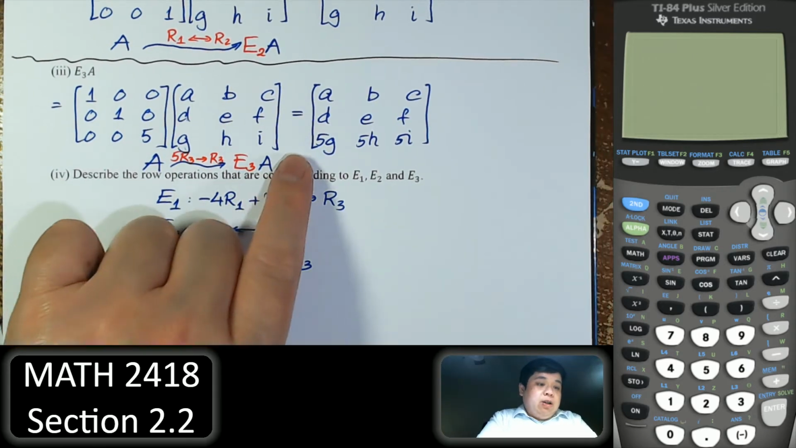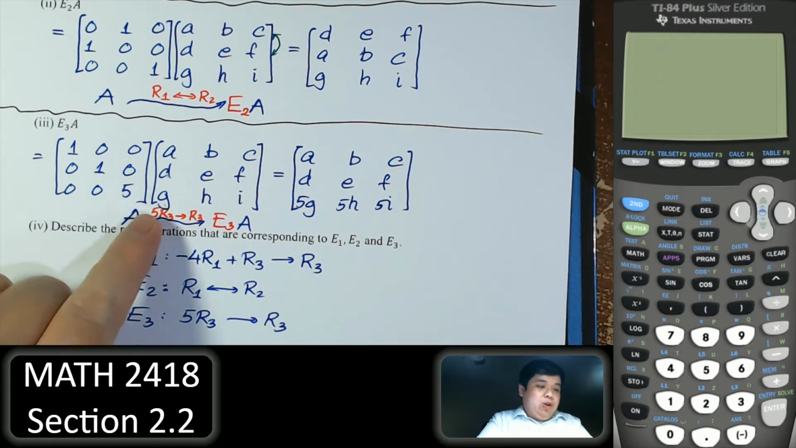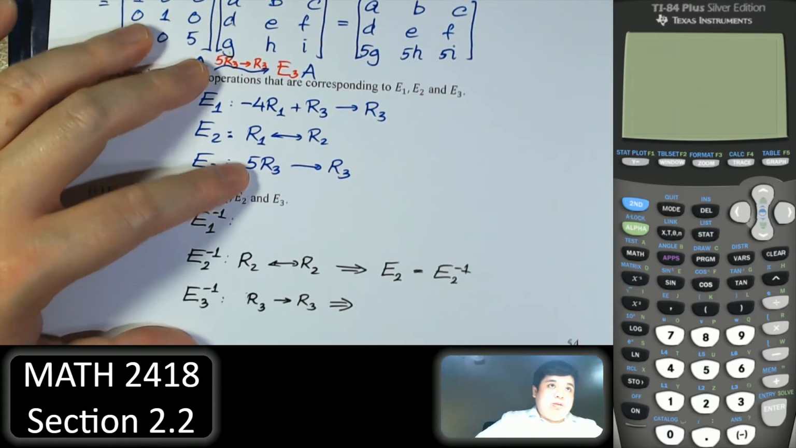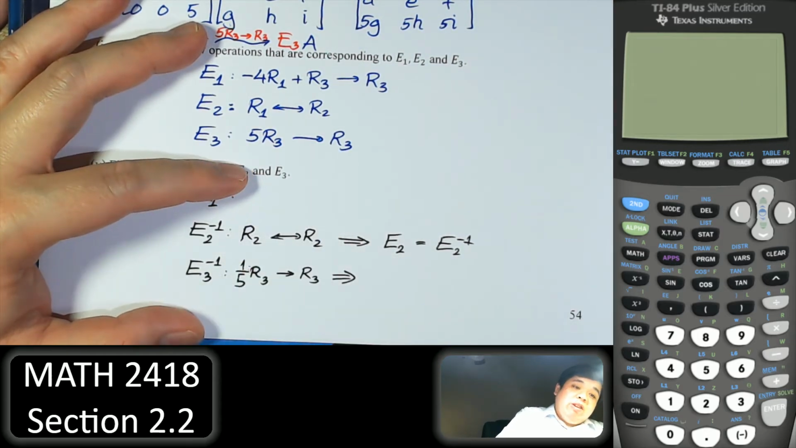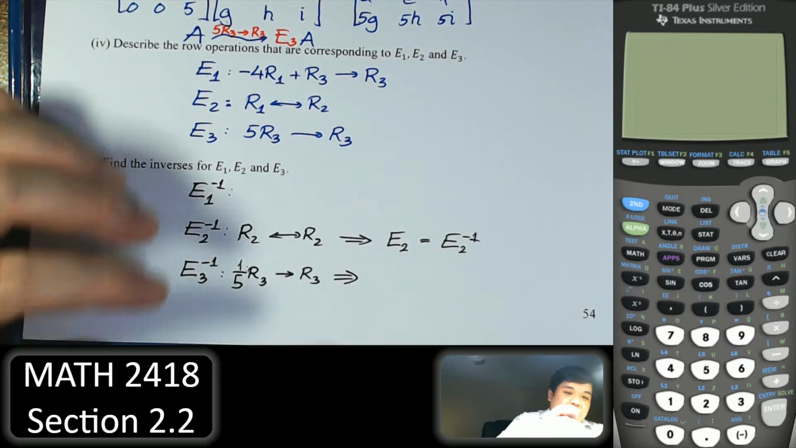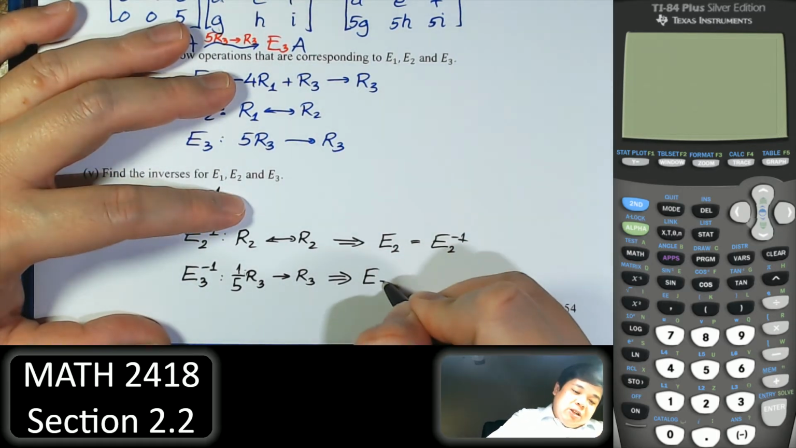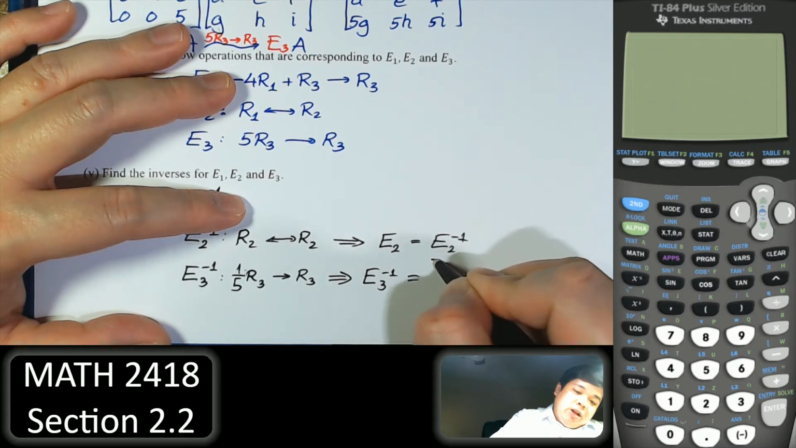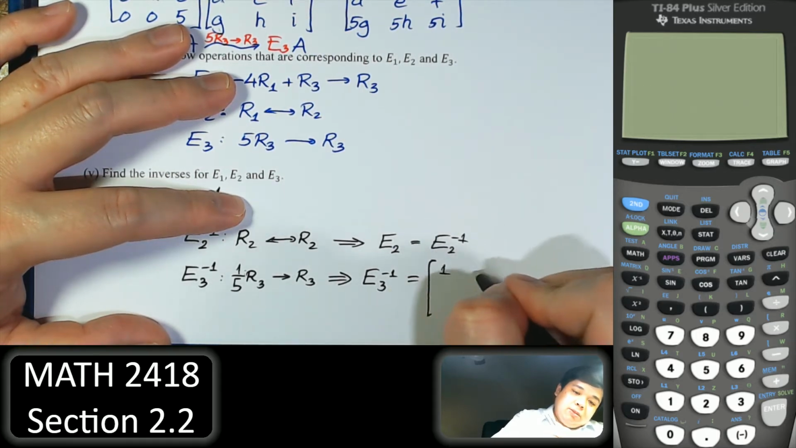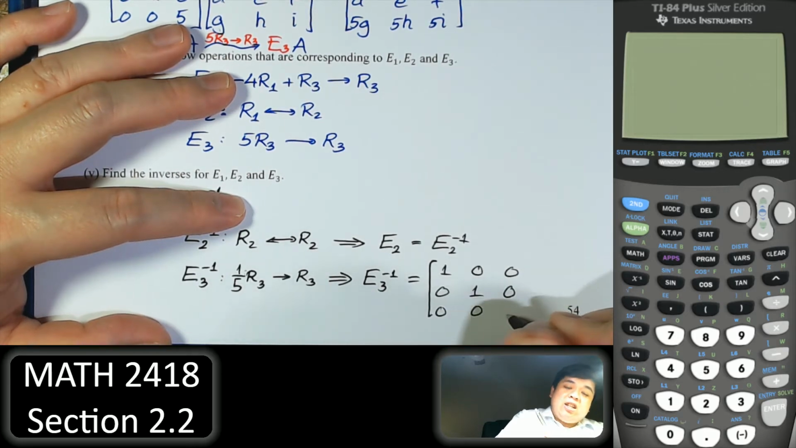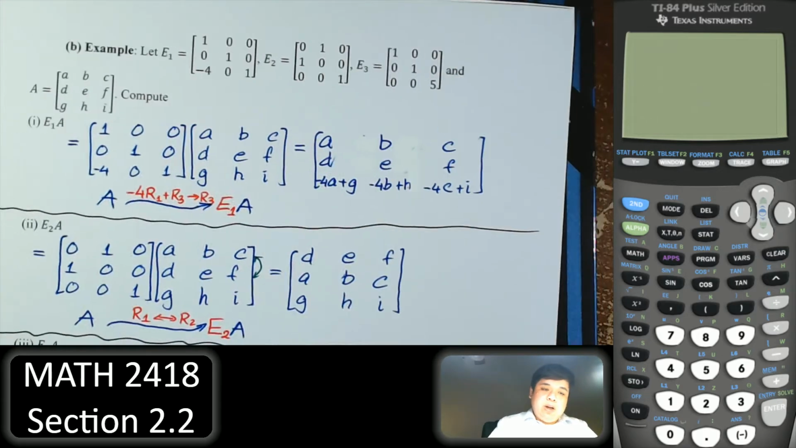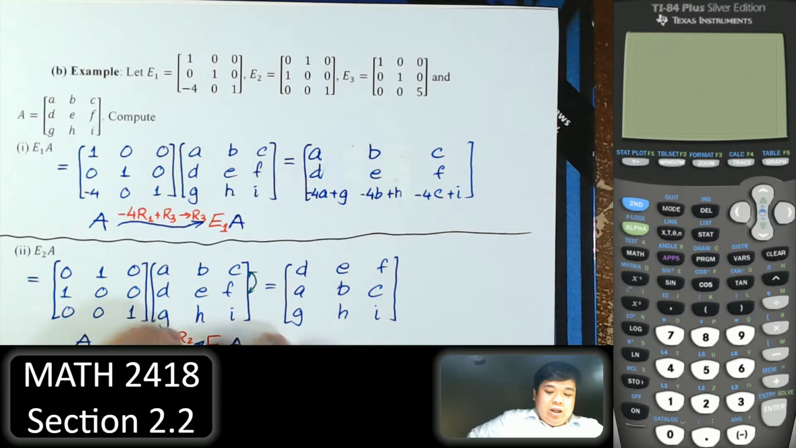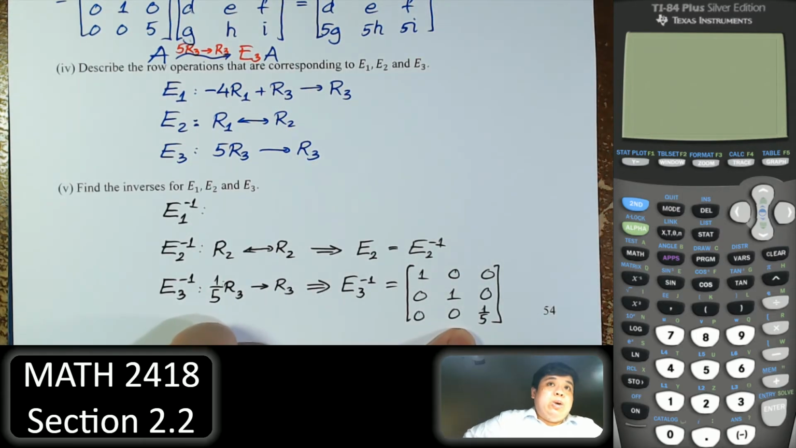We multiply 5 into the whole row. If we want to get back to the original GHI, we just divide everything by 5. So instead of multiply by 5, the inverse will require the 1/5, the reciprocal of what we have. So in that case, E3 inverse can be written as, instead of 5 here, we're going to use 1/5. So remember, the 5 here will multiply to row 3, and 1/5 here will multiply to row 3.